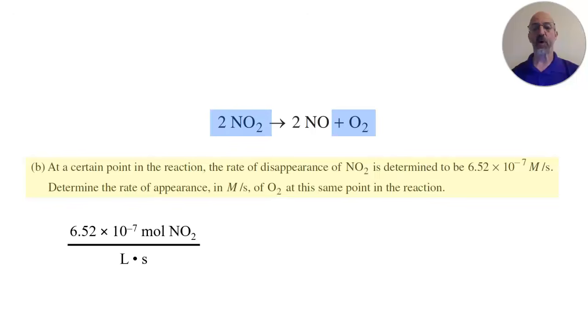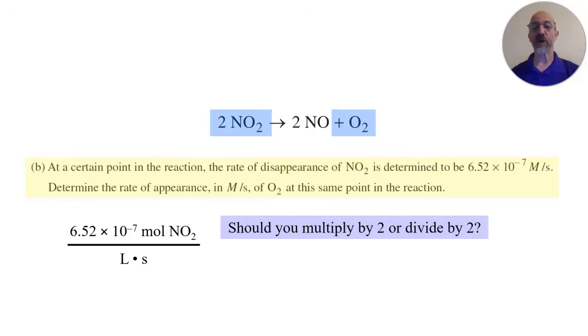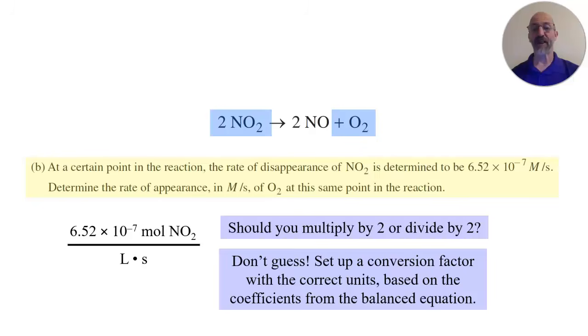So I'll start with 6.52 times 10 to the negative 7, and my units are molarity per second, which I can write as moles per liter per second. Now, if I want to put NO2 into this calculation, but then come out with O2, I know that there's going to be either 2 and 1, but do we multiply by 2 or do we divide by 2? Now, you might know exactly what the correct setup for this calculation is. However, don't guess. When you have very simple math like this, always set up a conversion factor with the correct units based on the coefficients from the balanced equation.